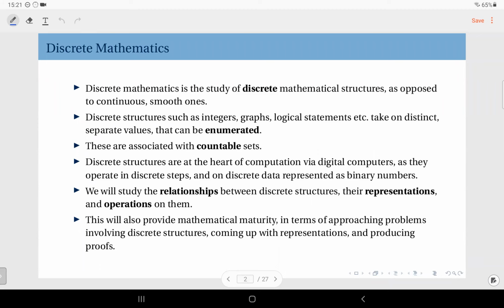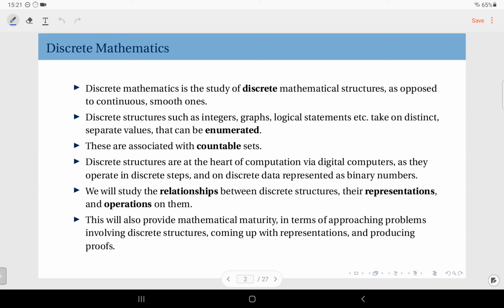Now, discrete structures, what are they? For instance, integers, graphs, logical statements, or certain sets that satisfy certain properties. They take on distinct and separate values, and essentially we can enumerate them. In other words, we can sort of list them. This is essential in understanding what is discrete and what is not.